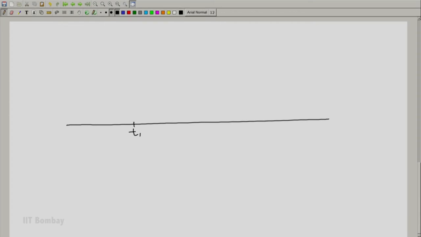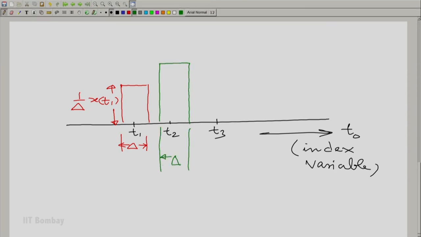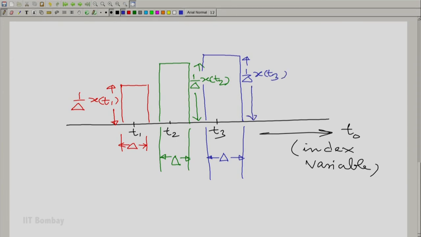What we are saying is, pick a t1 here, pick a t2 there, pick a t3 there, and this variable is t0. That is what I mean by the index variable. Put a pulse here, put a pulse there. And this width, as you know, is delta, that is why we are calling it capital delta. This height would now be 1 by delta multiplied by x at t1. Now, do the same thing at t2. Let us use a different color there. Again you have a width of delta here and a height of 1 by delta times x at t2. And once again, put another pulse here with width delta, height 1 by delta times x at t3, and so on.